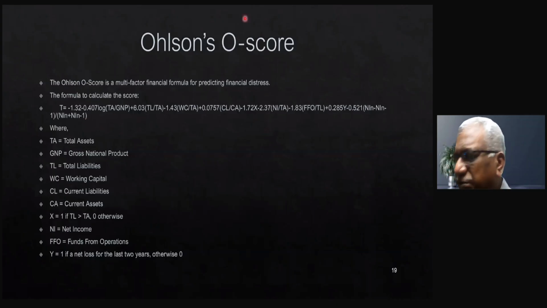I'm talking more from an academic point of view, research and so on. You can use it for your regular serious work. If you're in industry, I'm sure you're already using it, but if you're in practice, you could give it a try. So here we have all this stuff, like TA is total assets, GNP is gross national product.